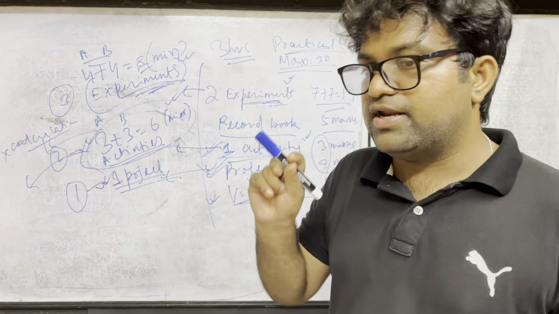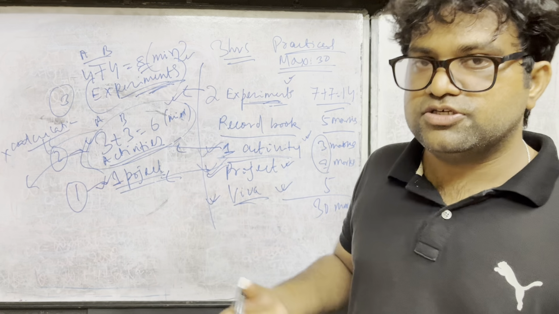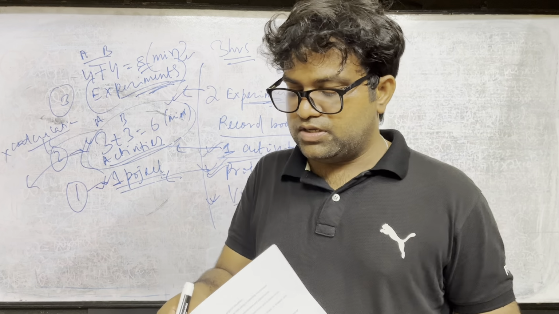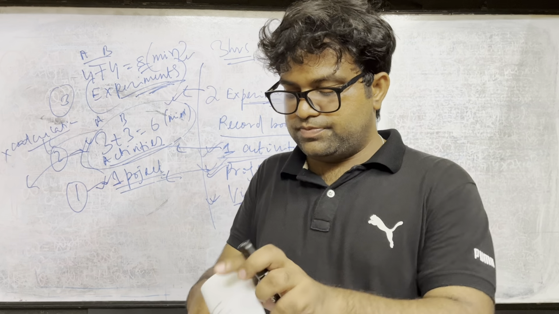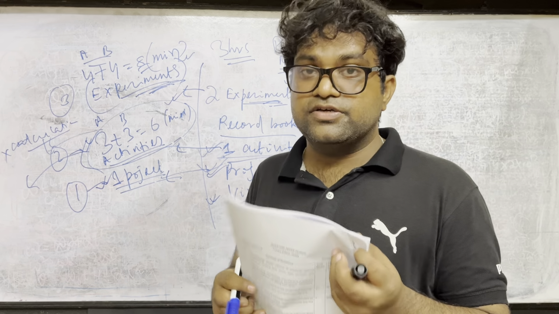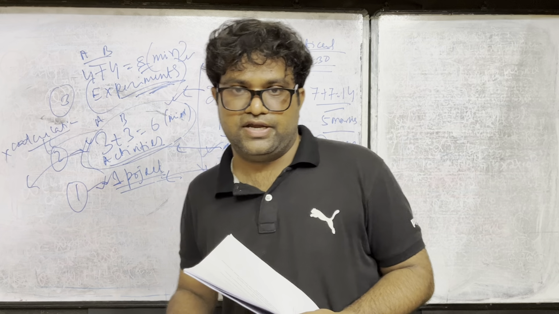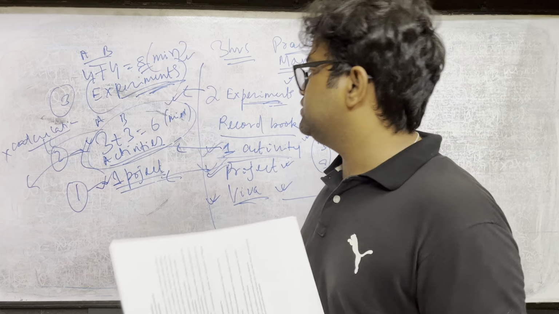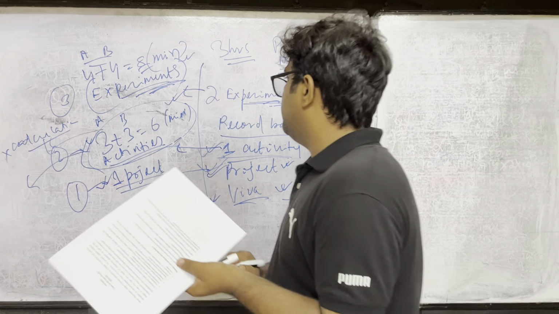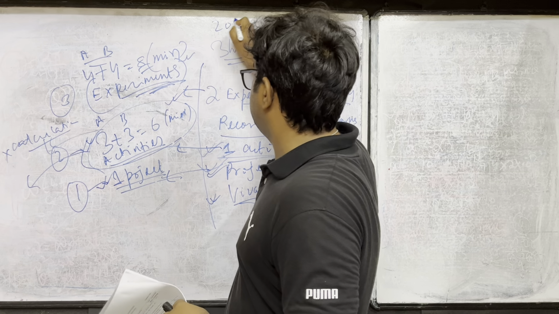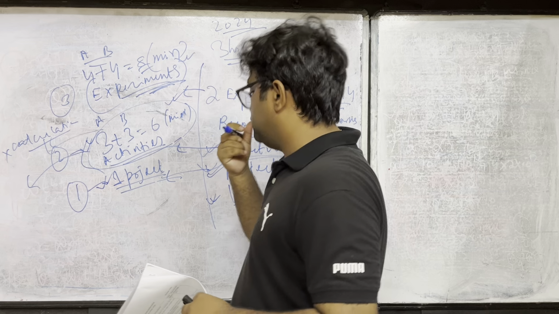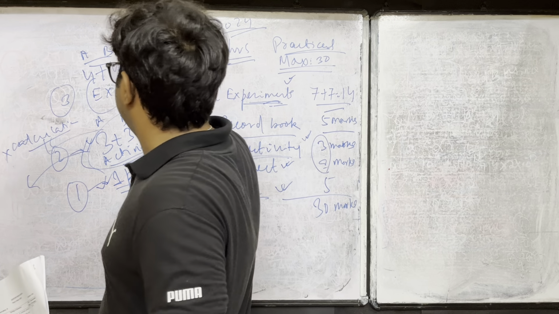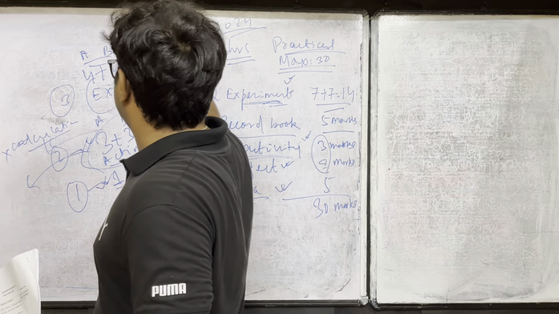After the result you can write 2-3 lines on sources of error and precautions. What precautions have you taken? So 2-3 lines you can write. All these things are the outline of your practical exam that you are going to appear for in 2024, right? So prepare for that and score 30 out of 30, because don't lose these marks.